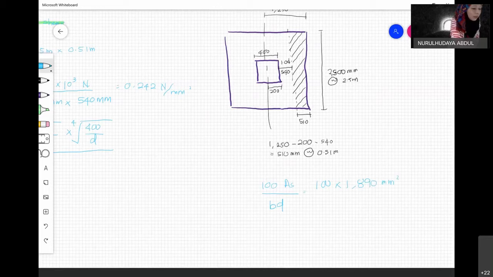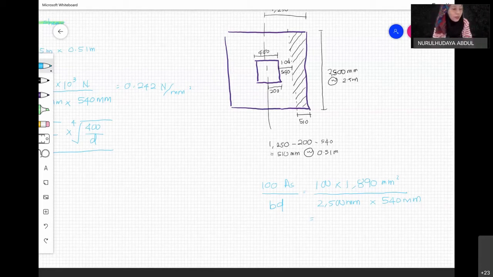Divide by B. So B is 2500 and D is 540. Okay. So kita akan dapat jawapan dekat sini lah. Ini 0.14. Okay, betul lah. Thank you. 0.14. Okay. Hopefully semua orang dapat jawapan yang sama.